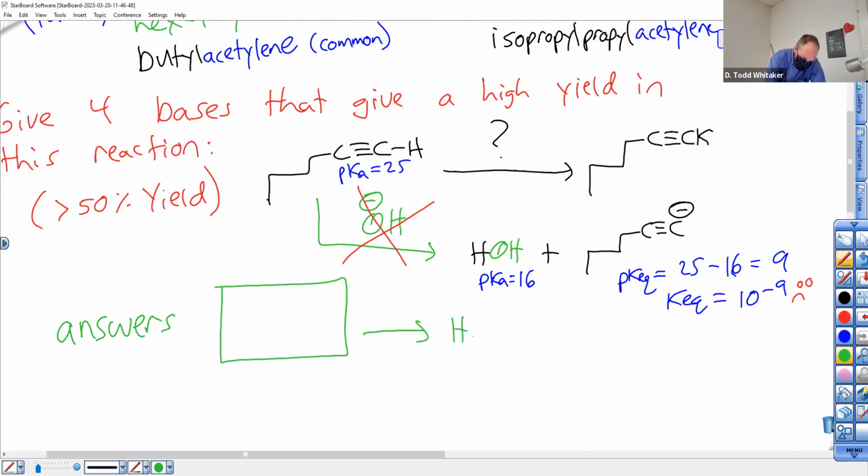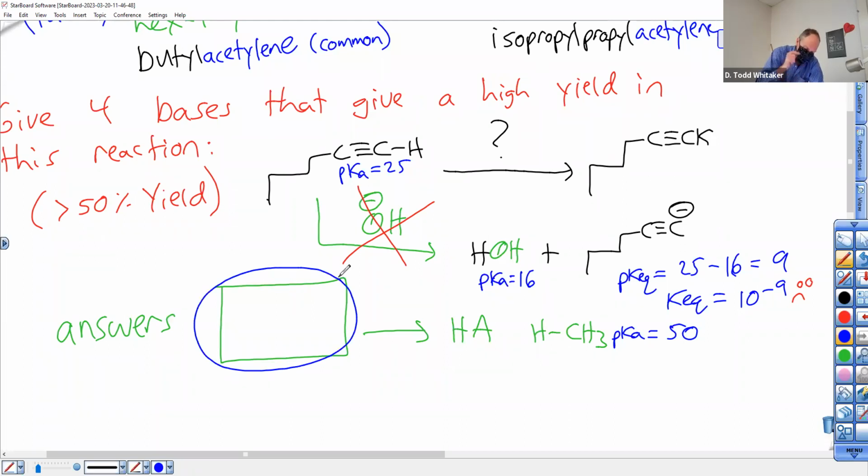They go to HA, okay? The base is in the box going to its conjugate acid. How about H bonded to CH3? What's the pKa? 50. That is certainly going to be an adequate base that goes there. Give me the conjugate base of HCH3 in this green box. CH3, you're going to half credit with a minus. There you go. Same story.